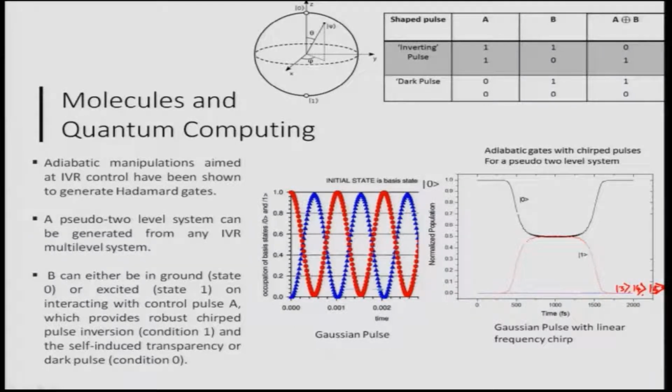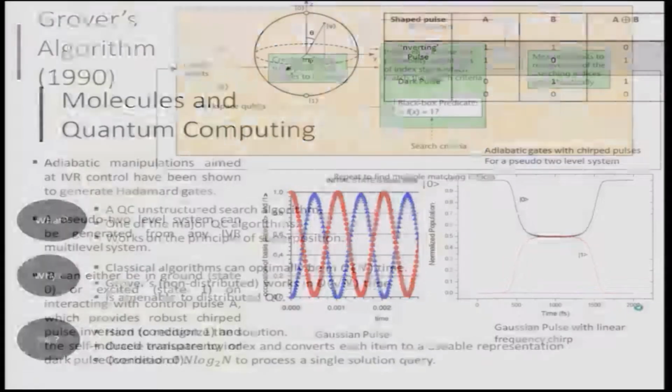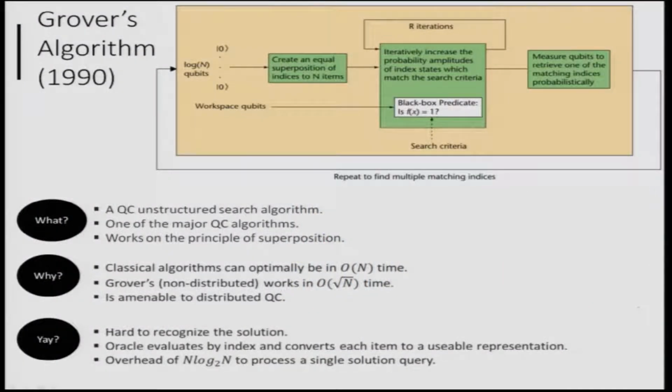In terms of a simple interaction with a laser pulse, the system keeps on oscillating between ground and excited state. However, when we have the adiabatic principle applied and we apply chirped pulses, it is possible to have only one interaction or the other. So, here is for example adiabatic gates with chirped pulses for a pseudo two level system, which are generated based on the idea that the other states are not interacting with the system. So, these are basically the points which we have looked at.